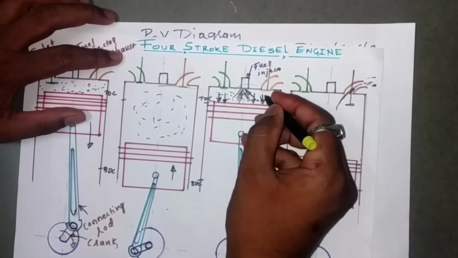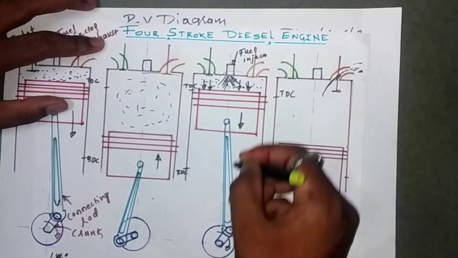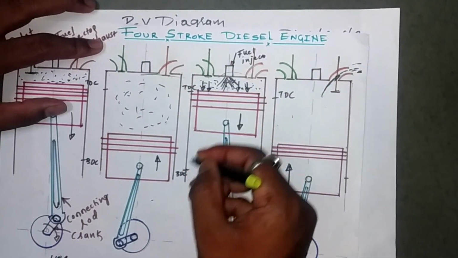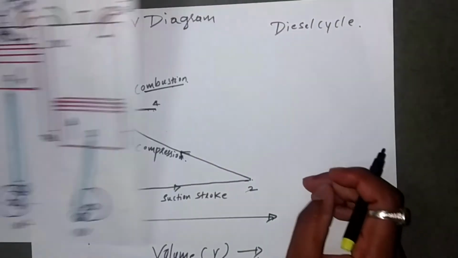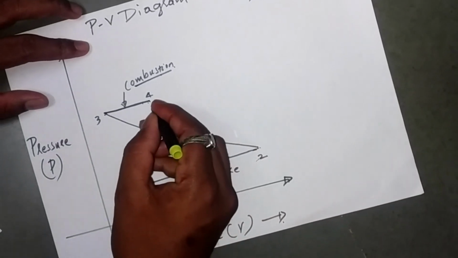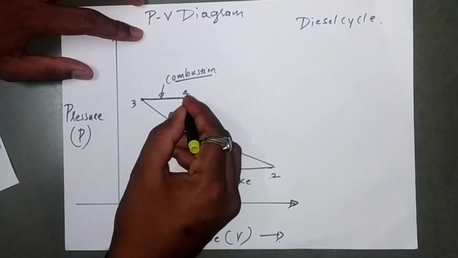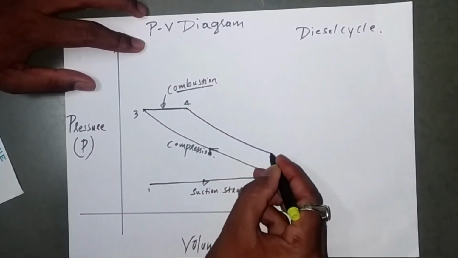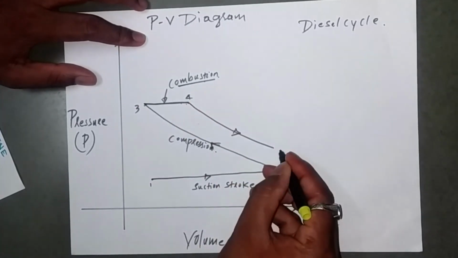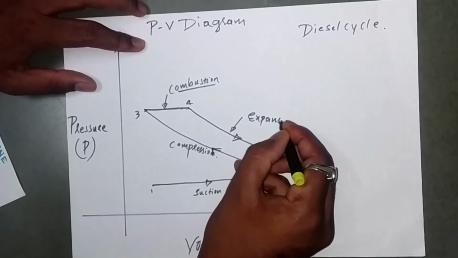Afterwards, the combustion releases the hot gases and it pressurizes the piston to move downward, that is from TDC to BDC. That is where expansion happens. That expansion is again an adiabatic process, and I'm going to show it here. In the expansion the pressure decreases and the volume increases. So the volume increase is like this and the pressure decrease is like this. So my 4 to 5 is the expansion. This is my expansion process.